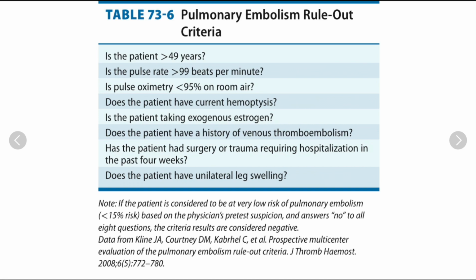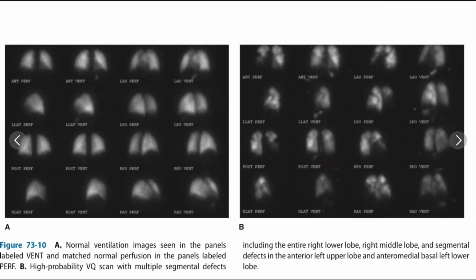Out of these, there are a total of 8 criteria. If all of them have the answer no, then we can rule out that it is because of pulmonary embolism. This is very important. Then this is a ventilation perfusion scan. Here we can see the involvement of the right middle and lower lobe. Wherever blood supply is not there, we can suspect it is because of emboli in the pulmonary artery.